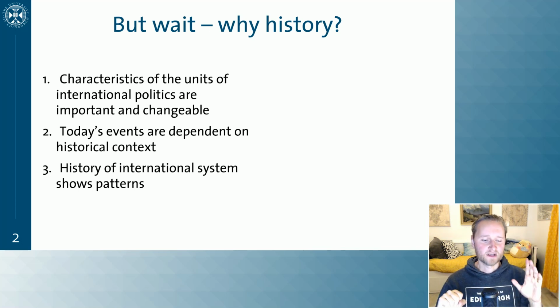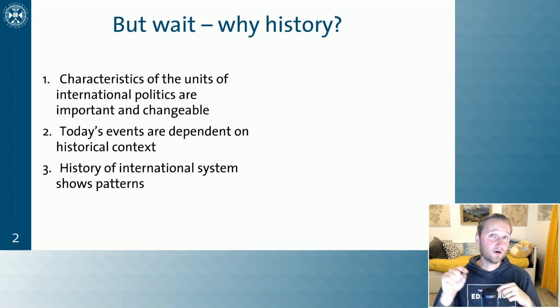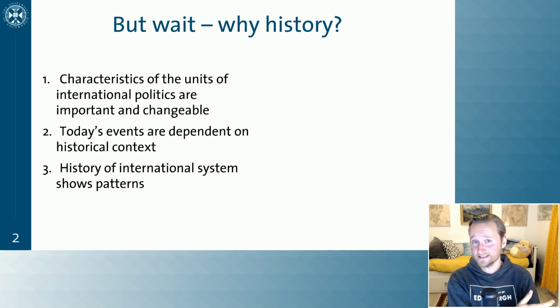Fair question. I would argue that not only are the units of the system, meaning states, the way that they look like today has a history, so they haven't always looked the same, but part of how they act today is dependent on their own history. Second, we often see things happening today that are dependent on historic contexts. If you look at the Middle East today, you don't quite understand why some people are very angry at some other people without looking back at least 100 years in world history.